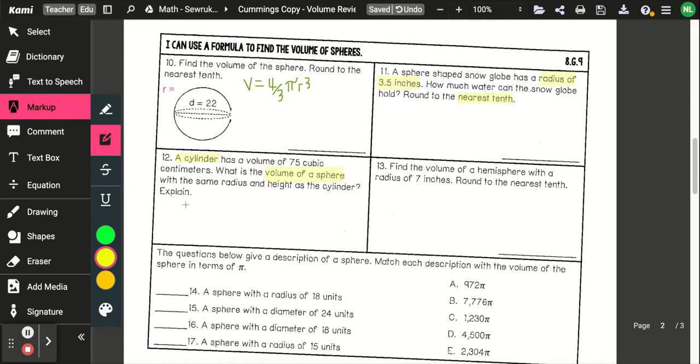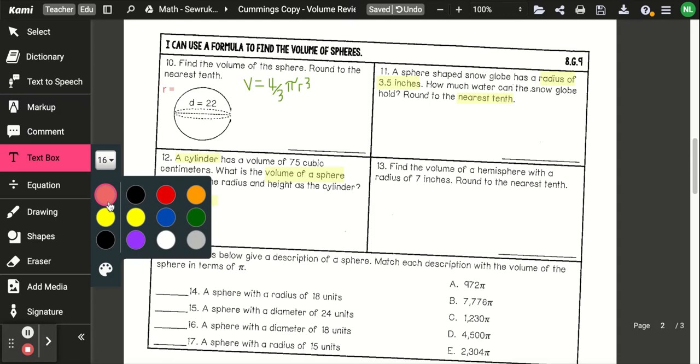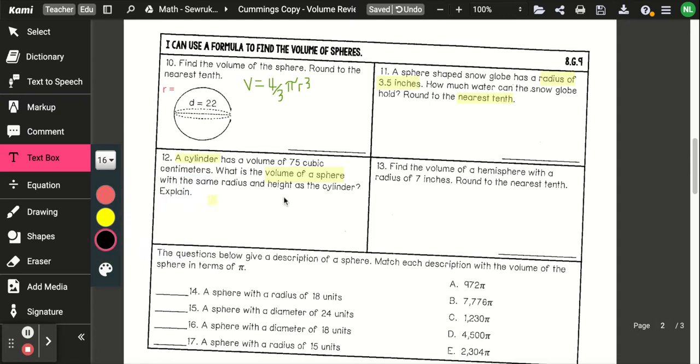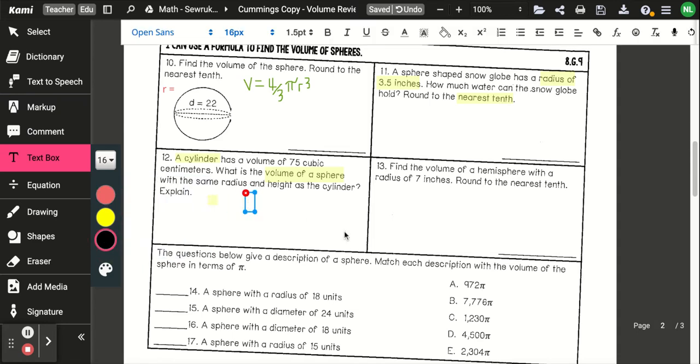So you would be multiplying... oops, I need a text box. You would be multiplying... oh wait, I'm sorry. No, you wouldn't. That's wrong. I think a sphere is 2/3 of a cylinder. I'm pretty sure. So I believe we'd be multiplying 2/3 times 75 equals.